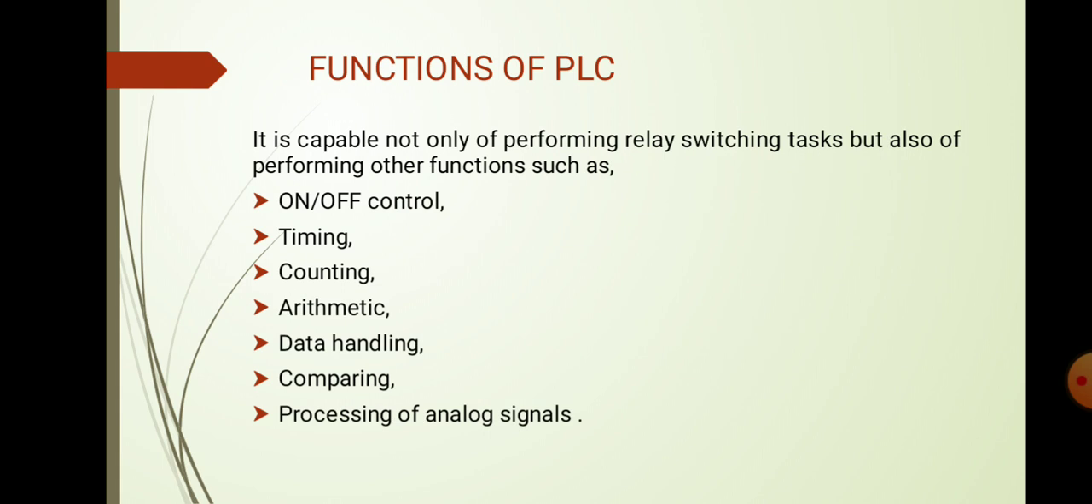The basic functions of PLC. The PLC is capable of n number of functions and can control n number of IO devices in industries. It's mainly on-off control, which means it can turn any input and output devices on or off. Next, timing. It can create a time delay in an industrial process. Counting, it counts events.